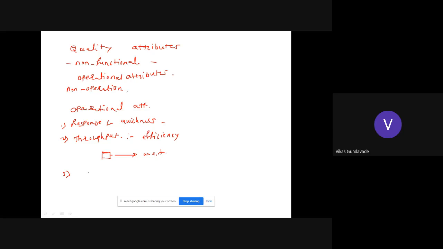Then the next operational attribute is the reliability of the system. What does it mean here? Reliability means how much, in terms of percentage, we can rely on the proper working of the system. In any embedded system, we are using that particular embedded.